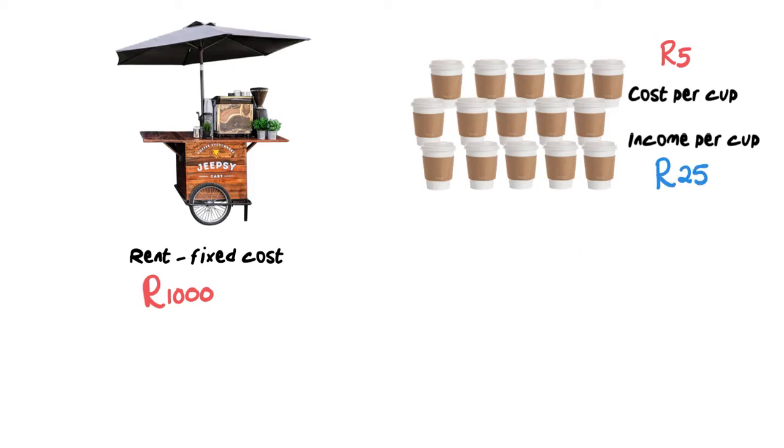So we have three different amounts here. We have the rent, which is a fixed cost of 1,000 Rand, and then we have the 5 and 25 Rand, and both these costs, although the one is an income and the one is a cost, are called variable costs because they can vary depending on the number of cups of coffee she sells and the cups of coffee she makes. The other thing that you should know by now is to write formulas.